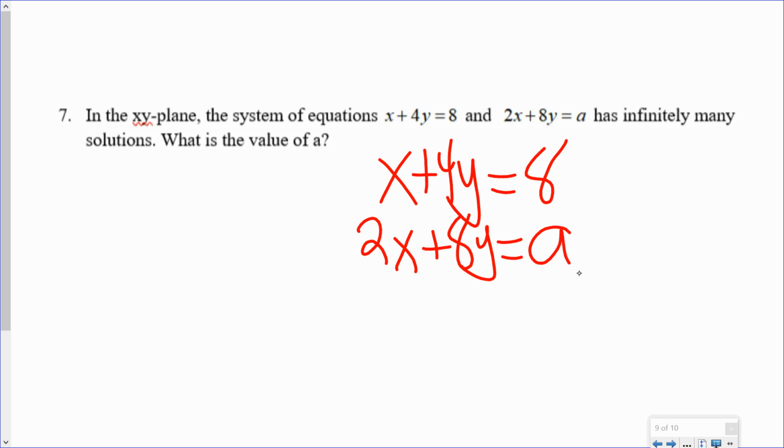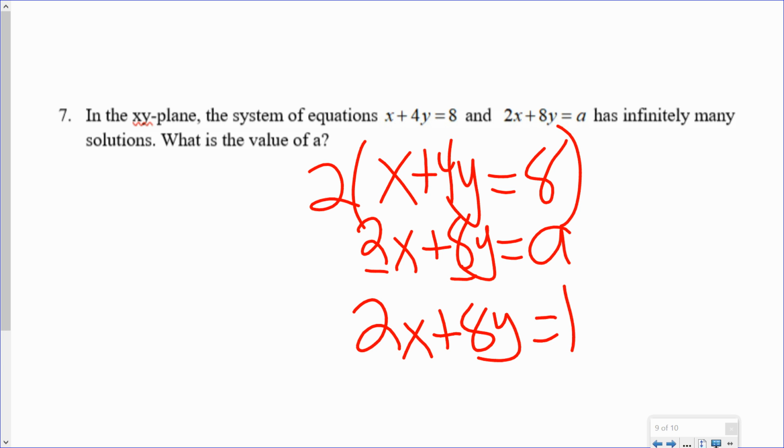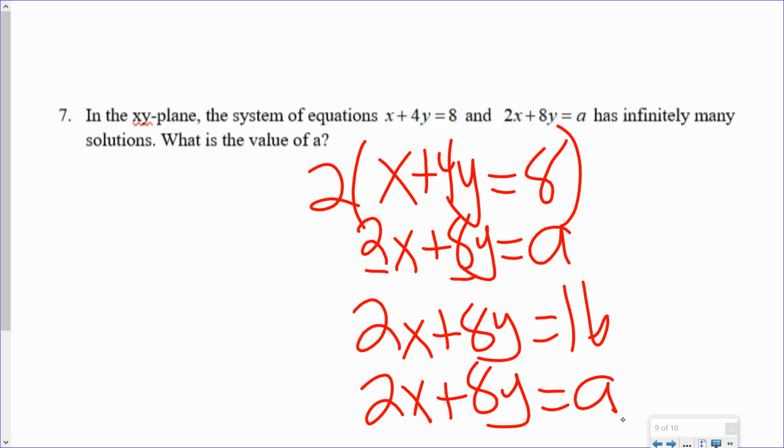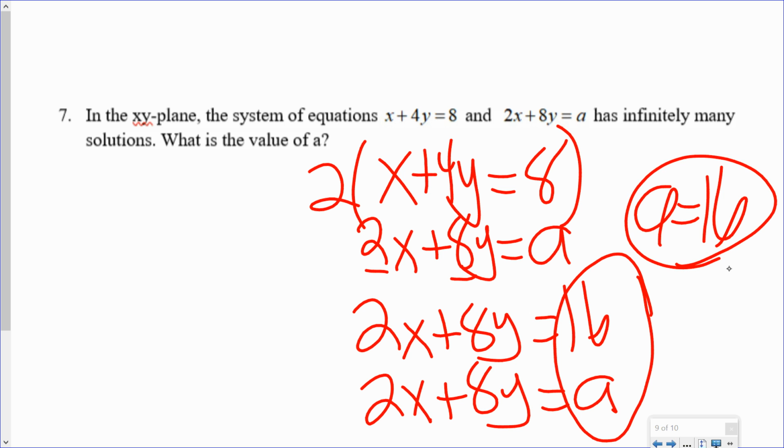Okay, so in order for them to have infinite solutions, they need to be exactly the same. So right now, it looks like I need to multiply the top by 2 in order for these to match. So I get 2x plus 8y equals 16. I get 2x plus 8y equals a. So again, in order for them to have an infinite number of solutions, they have to be the same equation. Therefore, a must be 16.